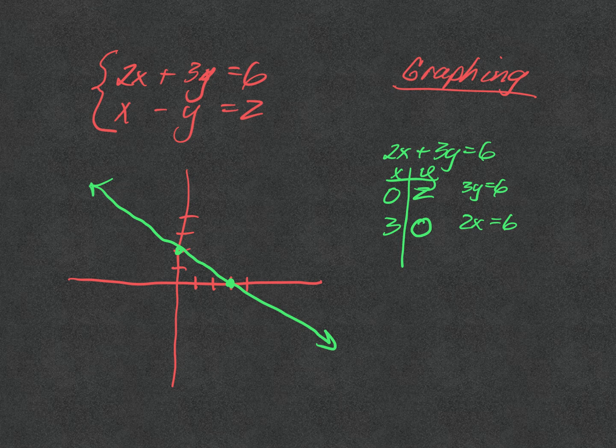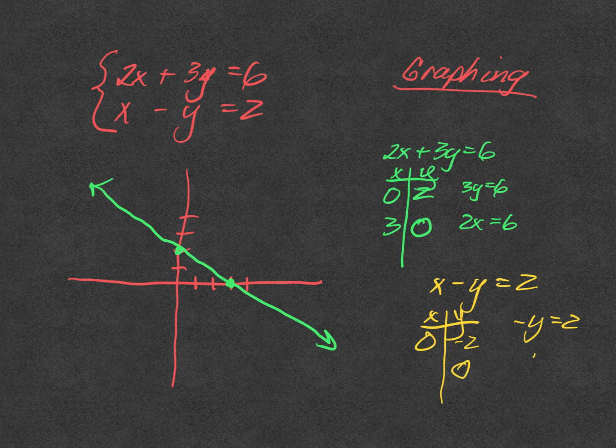I've graphed it, so let's do the next one: x minus y equals 2. I would want to graph that using an XY chart. I would let x be 0, so I get negative y equals 2, which means y equals negative 2, dividing both sides by negative 1. If I let y equal 0, I get x equals 2. So when I graph it, I graph (2, 0) and (0, -2), and that line goes like this.